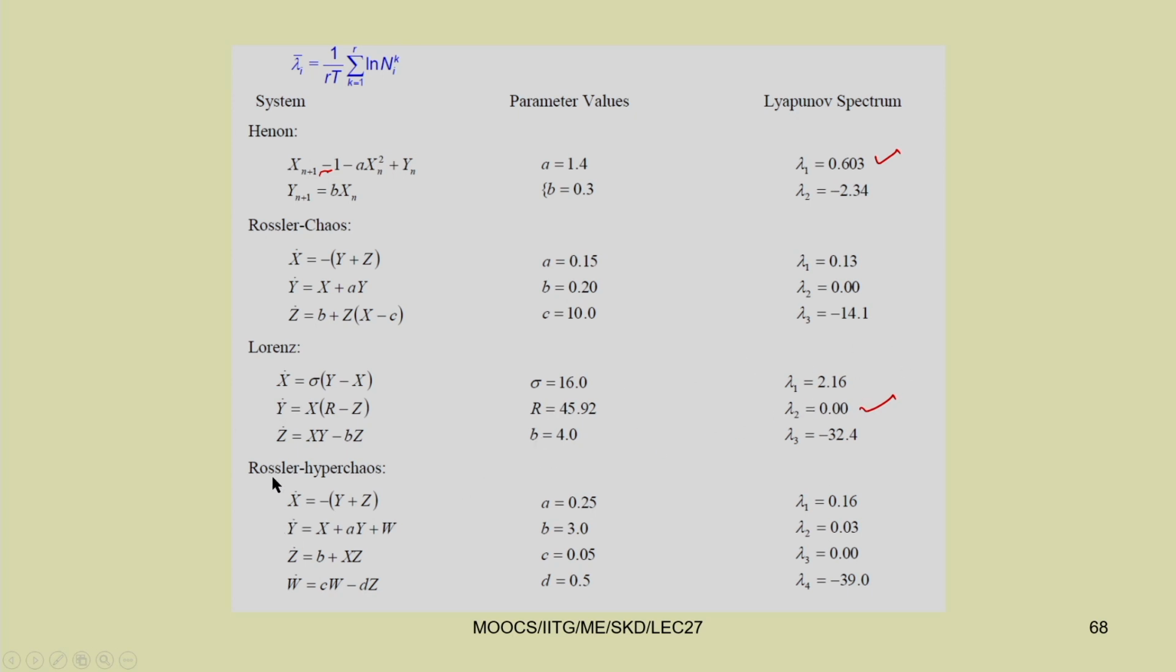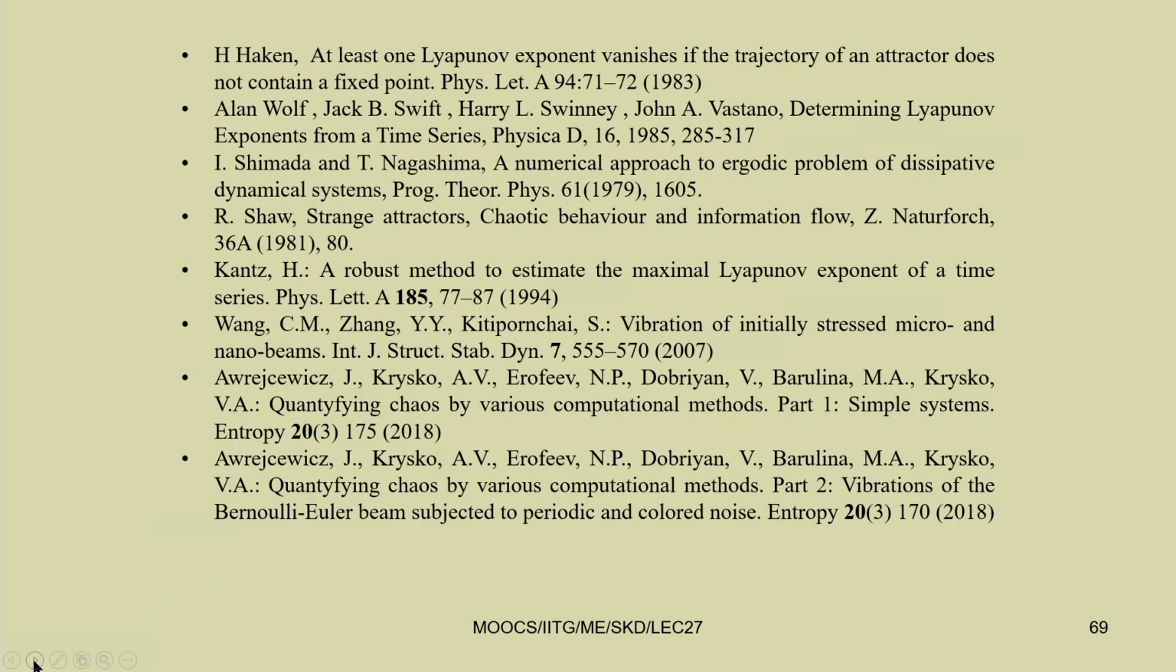Similarly, this Rossler hyper chaos. In this case you just see, here you have 4 equations and in these, 2 of the exponents are positive, one is 0 and the other one is minus 39. So, here also you can have the chaotic response. These are very good references which you may follow regarding the Lyapunov exponent.